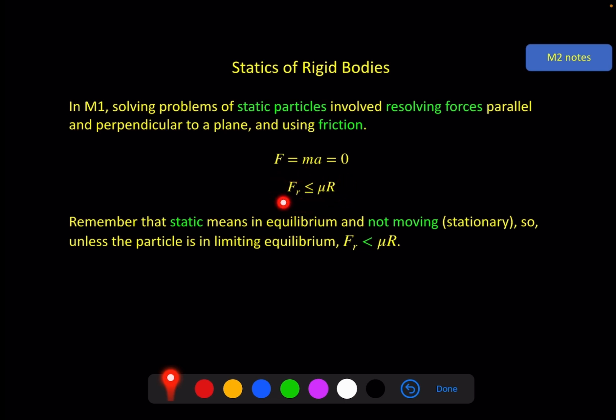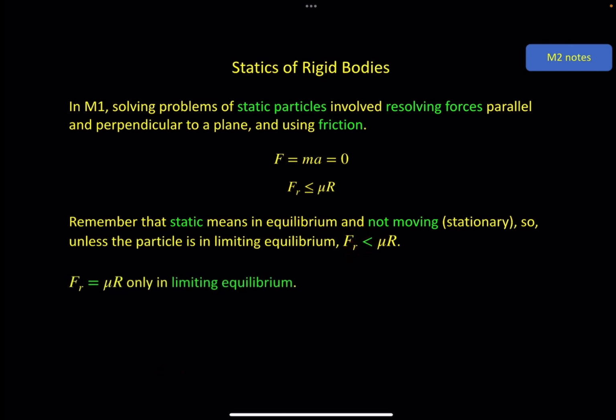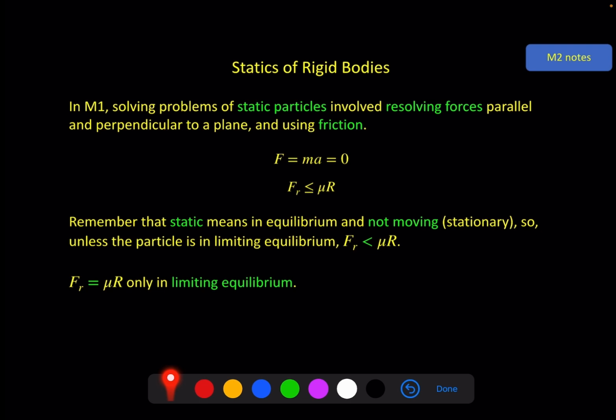So for this equation here, unless the particle is in limiting equilibrium, then the friction is less than mu times R, and you have an inequality. If you're told it is in limiting equilibrium, that's the only situation you can then put an equal sign. Thinking beyond this chapter, obviously if the object is moving, then this is also true of a moving object, but in this chapter everything will be stationary. So you can only use this as an equation rather than an inequality if you're told it's in limiting equilibrium, or another way of saying that, on the point of moving. All of this should be familiar to you from M1.